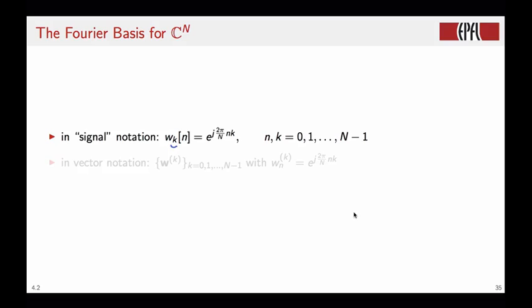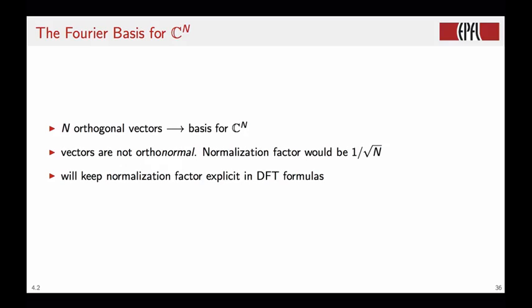Another way to look at this family of signals is to write them up in vector notation, in which case you will have a family of vectors indexed by k, and each element of the vector will be again e to the j 2 pi over n times nk. So once again, it's a complete isomorphism between the signal notation and the vector notation. We showed that these n vectors are orthogonal, and therefore they constitute a basis for Cn. They're not orthonormal, and therefore we will have to normalize the inner products explicitly.